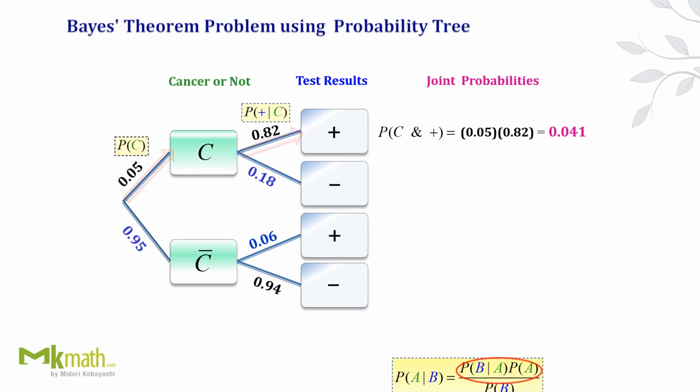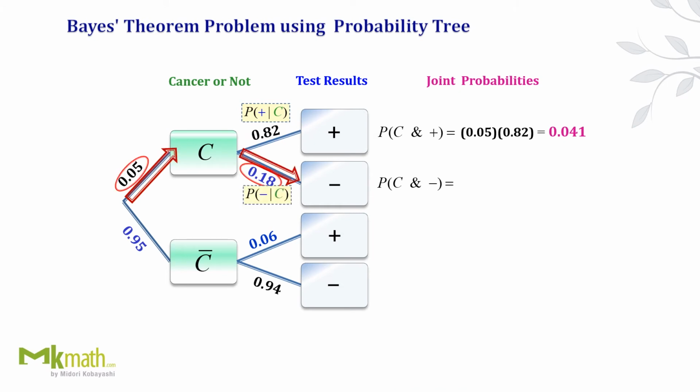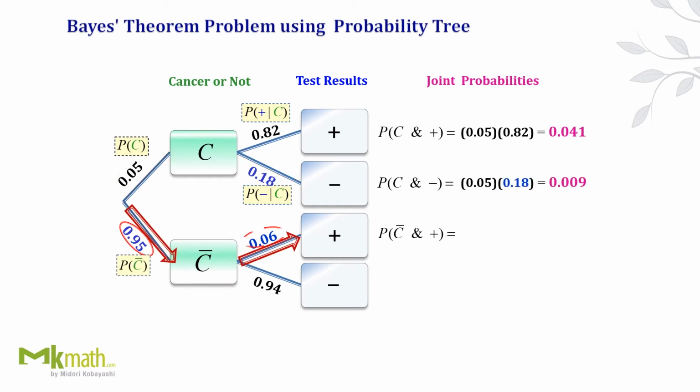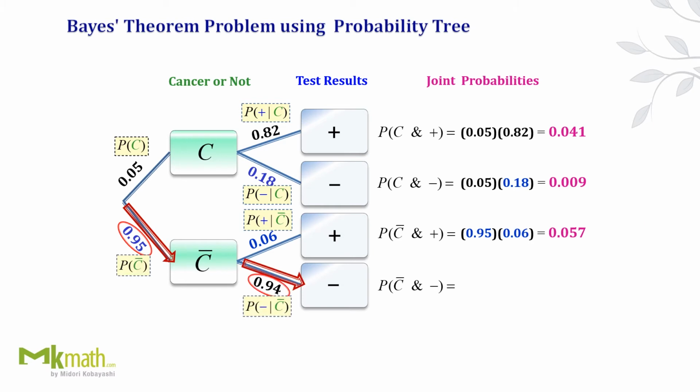In the same manner, the probability of cancer and a negative result is 0.009. Likewise, the probability of no cancer and a positive result is 0.95 times 0.06 to get 0.057. Lastly, the probability of no cancer and a negative result is 0.893. Again, please make sure the total probability is 1.